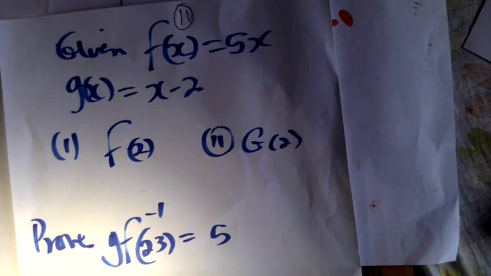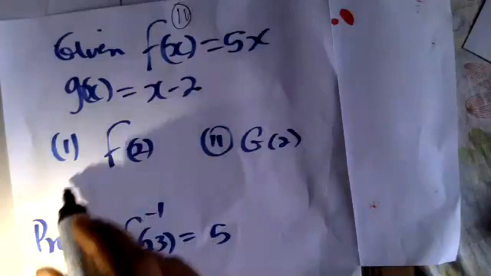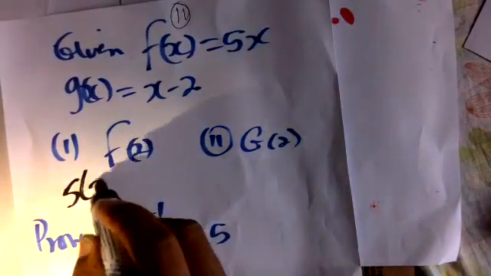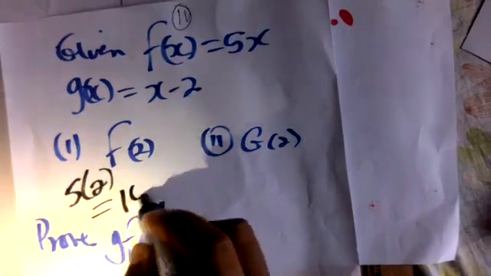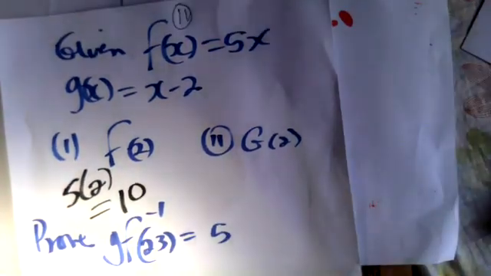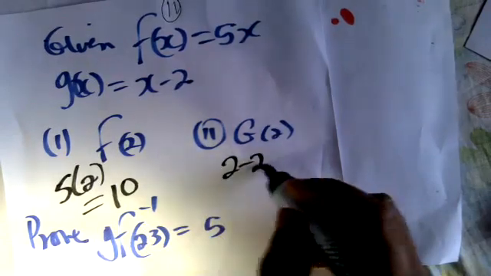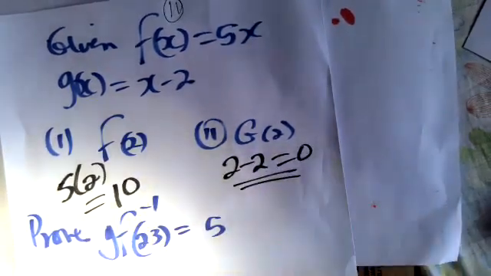All right. Let's go, guys. So it asks us for f of 2. Now, all we're doing is substituting into f of x. In f of x equals 5x, so it basically has 5 times 2, which is 10. And g of 2 is 2 minus 2, which is 0. Three marks for this.